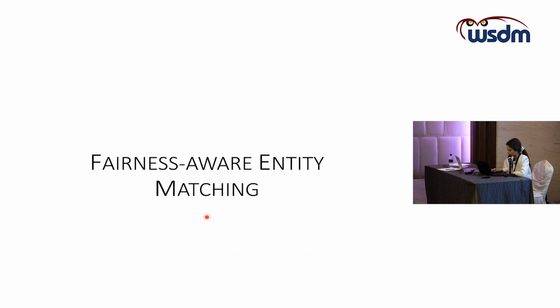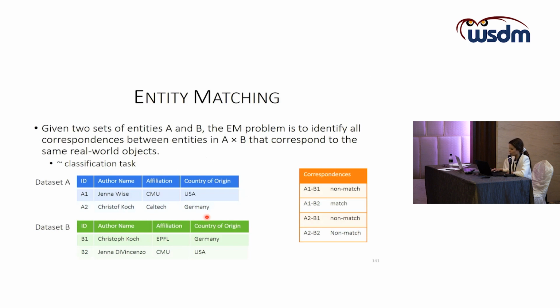One specific problem that we're working on is fairness over entity matching, which is basically the task of auditing the existing entity matching techniques. What's an entity matching technique? In this task, we are given two sets of entities A and B, and the entity matching problem is the problem of identifying all correspondences between entities in A cross product with B that correspond to the same real world objects.